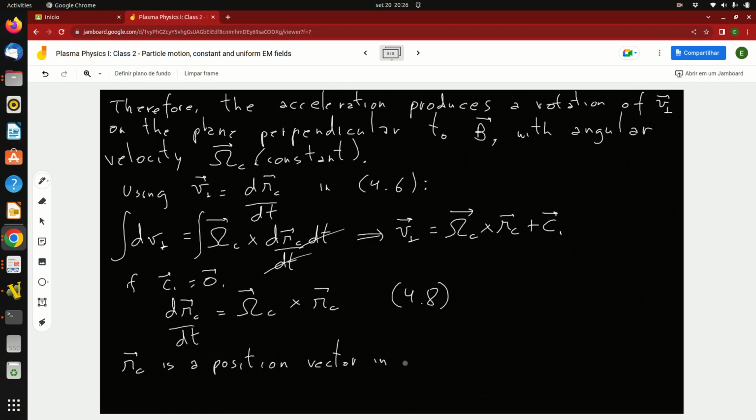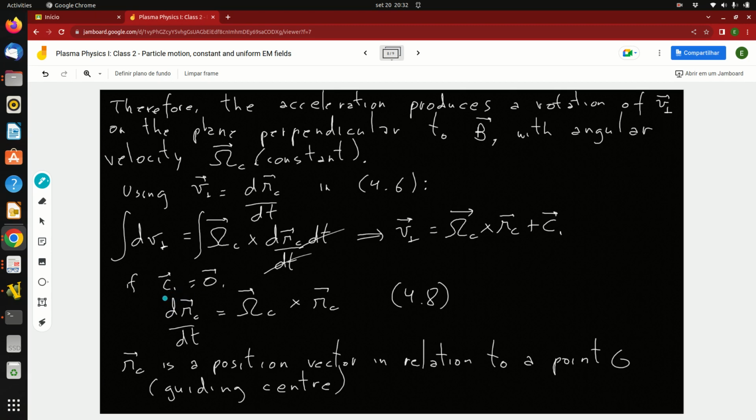In relation to a point G, which is called the guiding center, on the plane perpendicular to B. Now there's one curious thing here.